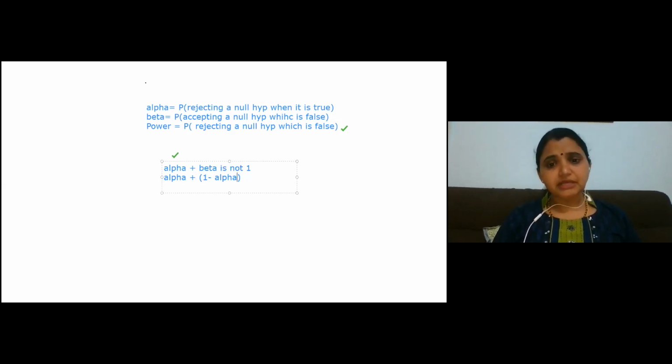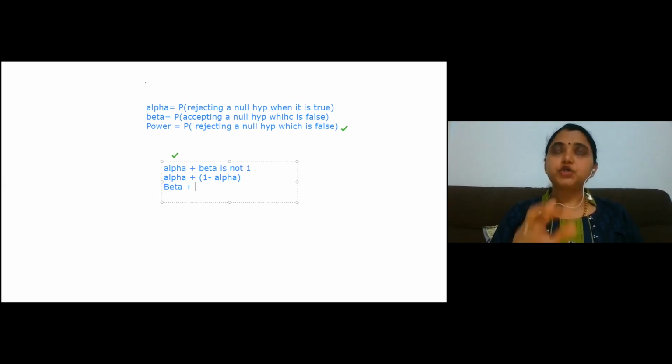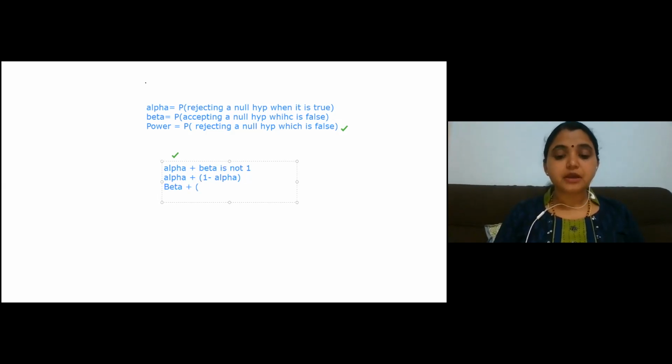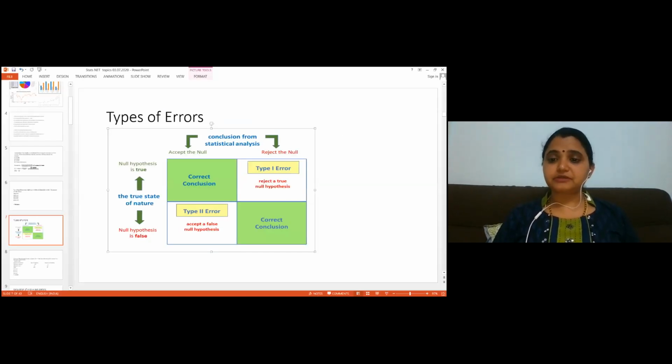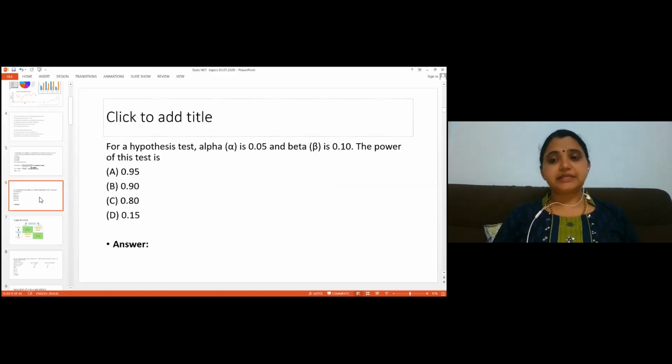Similarly you have beta and 1 minus beta. Beta is the probability of type 2 error, and power is the probability of its complement. So beta plus power is 1. Beta plus power is equal to 1. I hope I have explained it, and it's fine. If you feel I need to go faster or I need to explain anything else, please let me know.